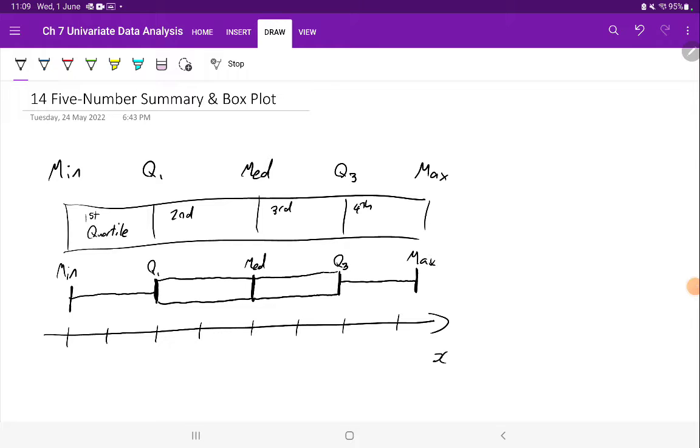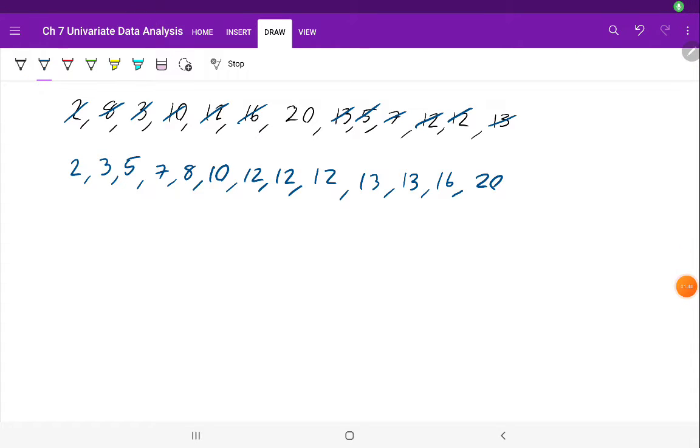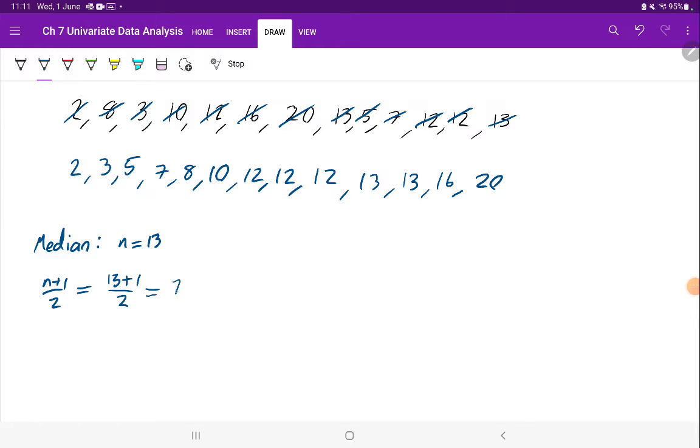So let's find a data set. Step 1, data's out of order, so let me put it in order first. And I've already double checked, now that they're in order, that I haven't missed any of them. Alrighty, so in this case, n equals 13. So let's find our median. N equals 13, there's 13 digits. And so here we go, n plus 1 over 2 to find its position. 13 plus 1 over 2 is 7. So it's in the 7th position.